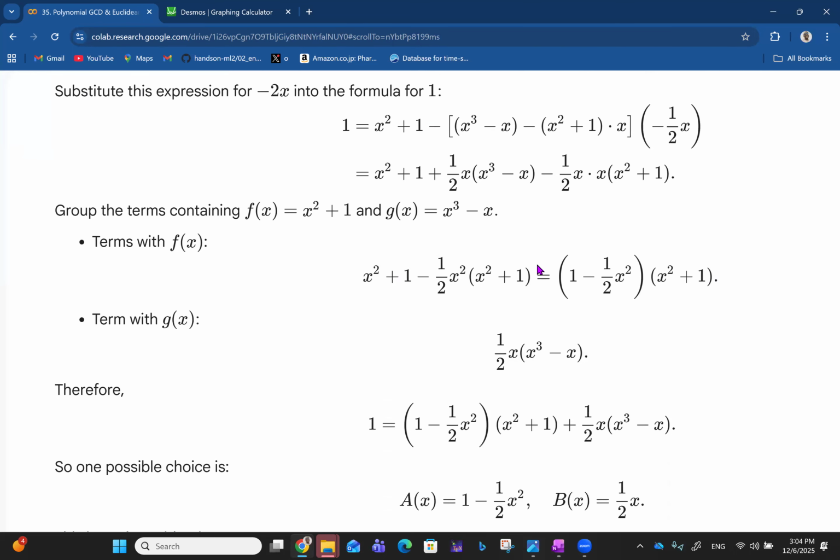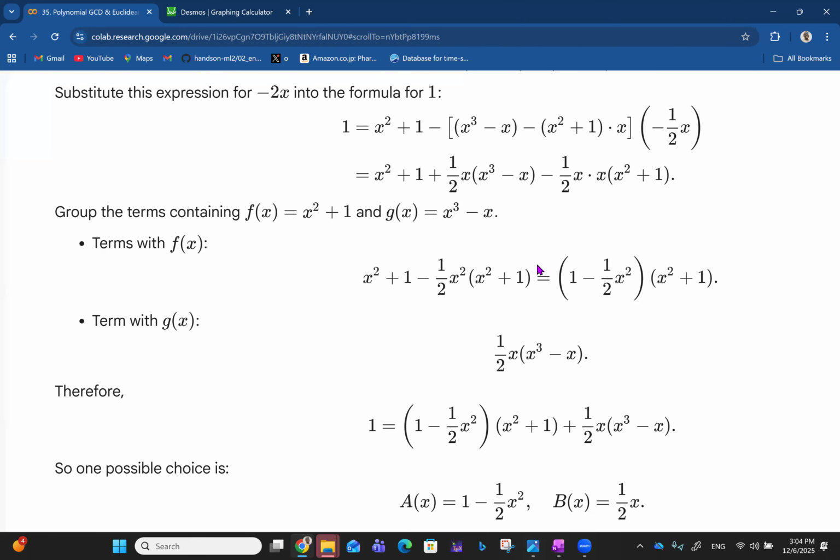So you see the term with f of x is x squared plus 1. So the term with f of x, you have this part: x squared plus 1 minus half x squared into x squared plus 1. Then the term with g of x being x cubed minus 1. Oh, sorry, the term with f of x squared plus 1. So you take this x plus 1 first, and you take minus half x into x squared plus 1. You have this now, x squared into x squared plus 1. When you tidy all of that up, you have 1 minus half x squared into x squared plus 1. And the term with g of x, which is x cubed minus x, that's half x into x cubed minus 1.